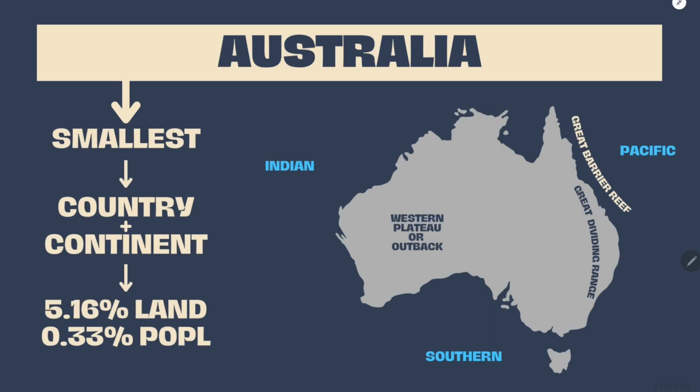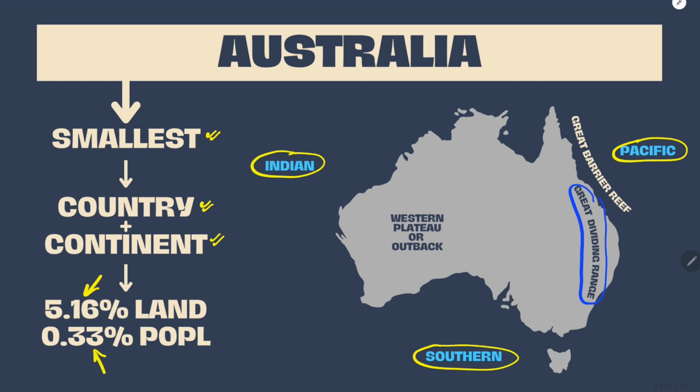Then we saw Australia. Australia is the smallest continent and is the only country that is also a continent. It covers around 5% of the world's land area and is home to only 0.33% of the world's population. It is surrounded by the Indian Ocean to the west, the Pacific Ocean to the east, and the Southern Ocean or the Antarctic Ocean to the south. Important features of this continent are the Great Dividing Range, the Western Plateau or Outback, and the Great Barrier Reef.